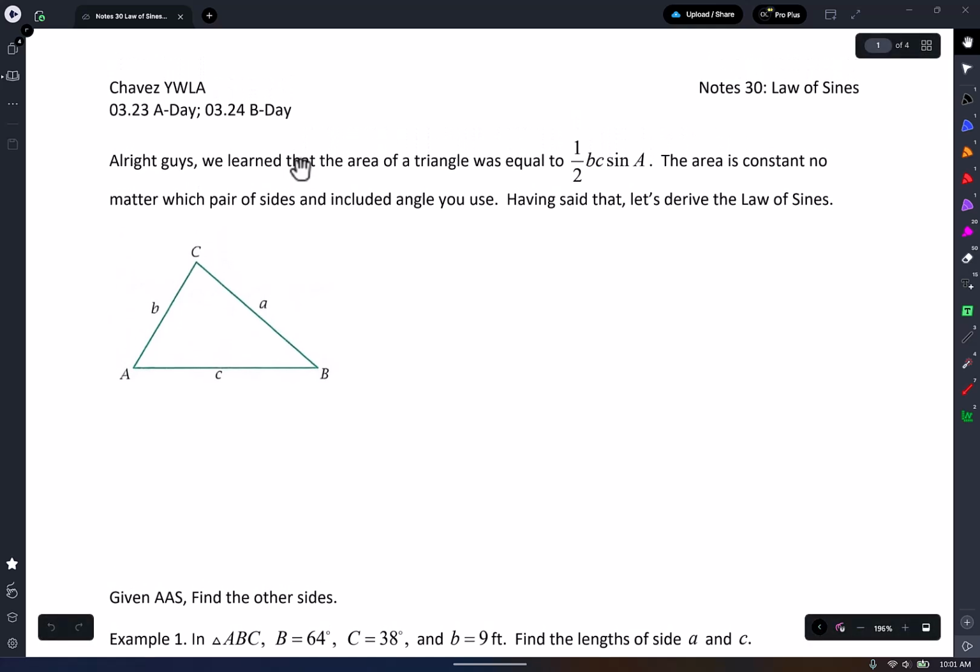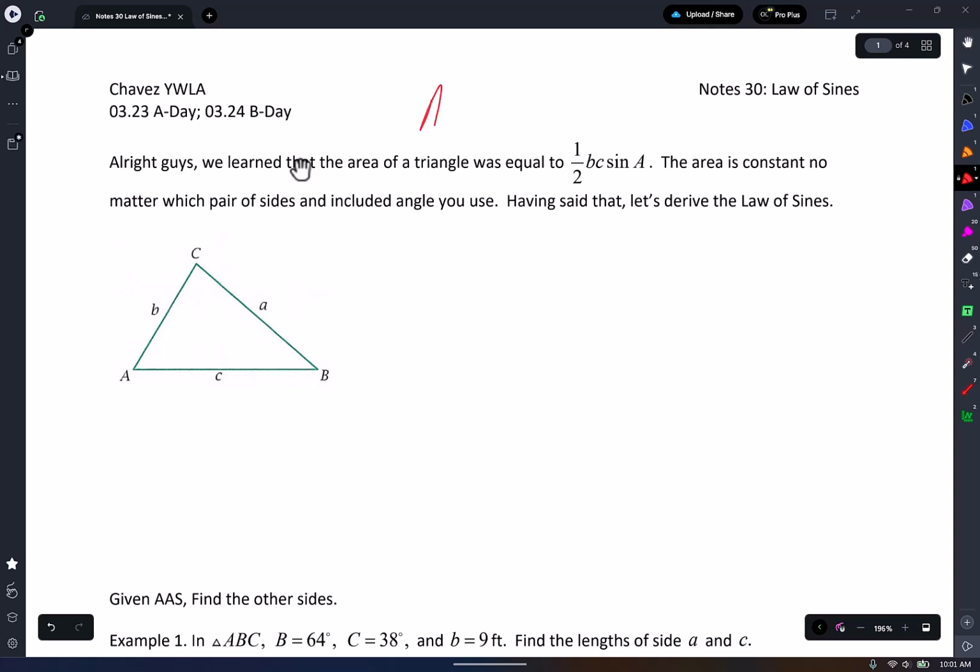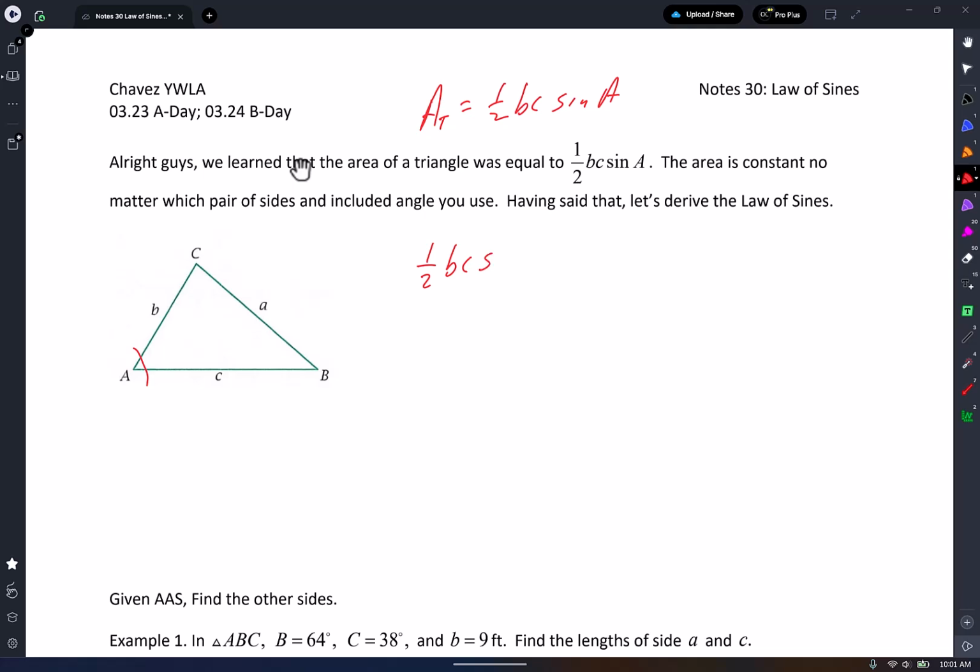But yeah, so we figured out last time that the area of a triangle is 1/2 BC sine A. And so it doesn't matter what area formula I use for this. So I can use 1/2 BC sine A, or I can choose to use angle B, and then I'll have 1/2 AC sine B. Or if I use angle C, I'll have 1/2 AB sine C. And all three of those formulas will give me the same area of this specific triangle. Yay or nay? All right.